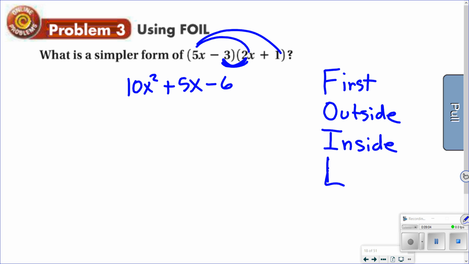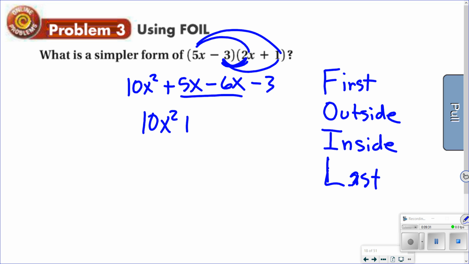So minus 3 times 2x. Be really careful with signs. That's probably the biggest mistake I see on these, we just get kind of careless with those. So it's a negative 3 times a positive 2, so minus 6. And then the L stands for the last. So you take the last two terms, a negative 3 and the plus 1, and multiply those together. That ends up being a negative 3. Make sure also you always combine like terms. Those two are like terms. So I end up with 10x squared, actually minus 1x. I was going to put a plus there, but 5 minus 6 is a negative 1, right? So minus 1x or minus x minus 3.